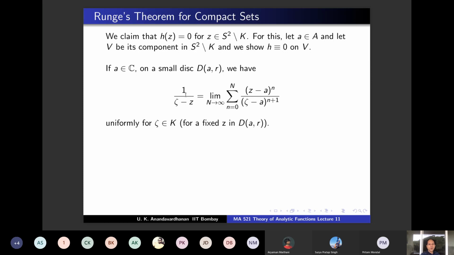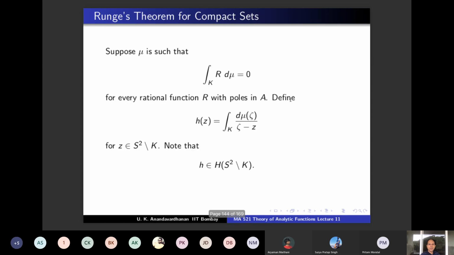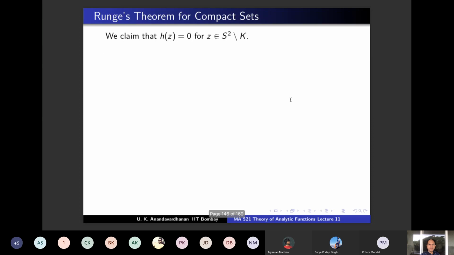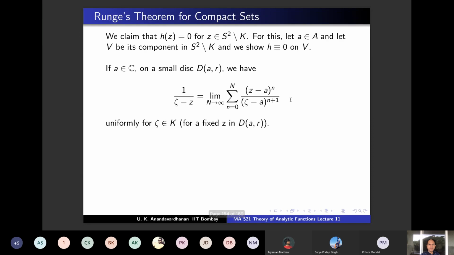Therefore, when you take the integral of 1 by zeta minus z, the integral can be interchanged with the sum. You are going to consider the integral of z minus a power n by zeta minus a power n plus 1, with integration with respect to d mu zeta, since you are interested in d mu zeta by zeta minus z. So the point is, this is a rational function in zeta.